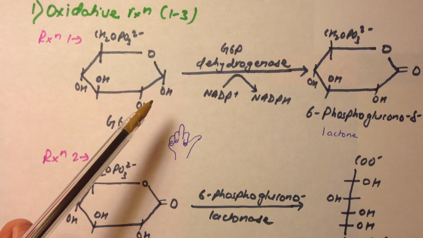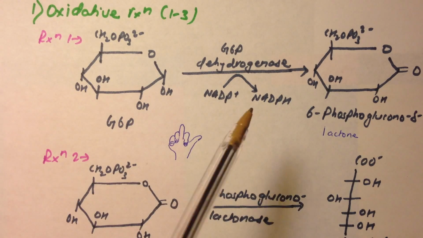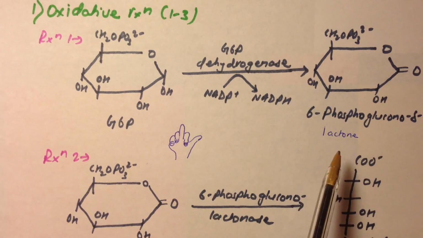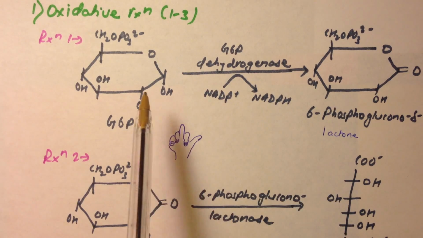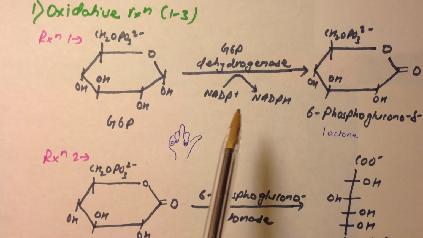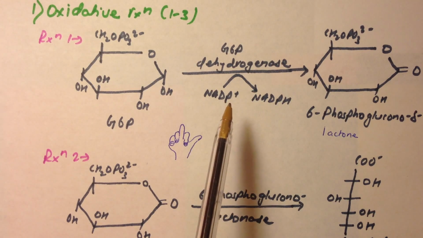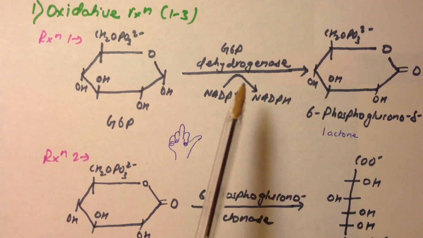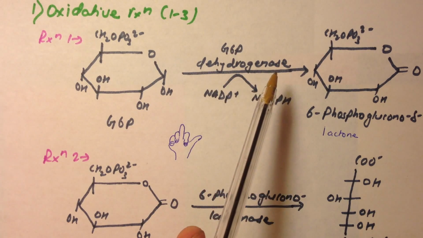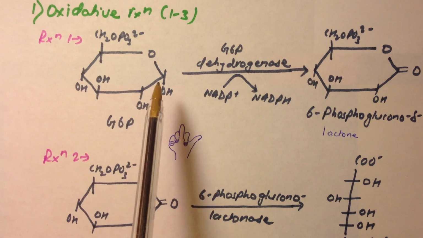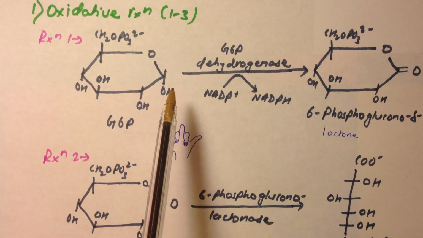In reaction 1, glucose 6-phosphate is converted into something called 6-phosphoglucono-delta-lactone. This is done by the enzyme glucose 6-phosphate dehydrogenase. During this process, one NADP+ is converted into one NADPH. Now, this dehydrogenase reaction removes one hydrogen from this molecule, and it happens to be this hydrogen.